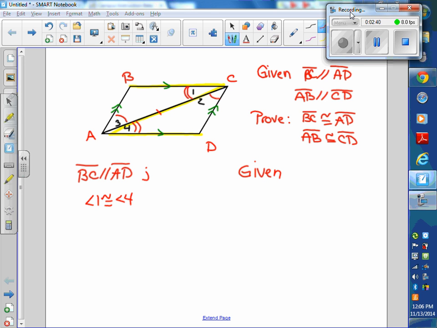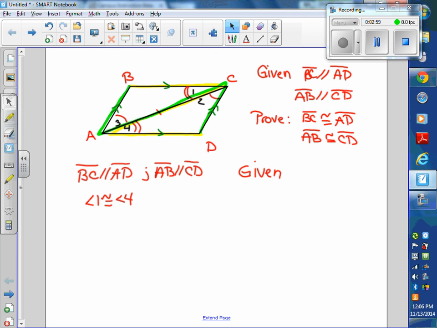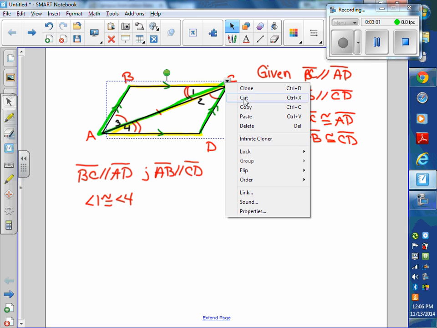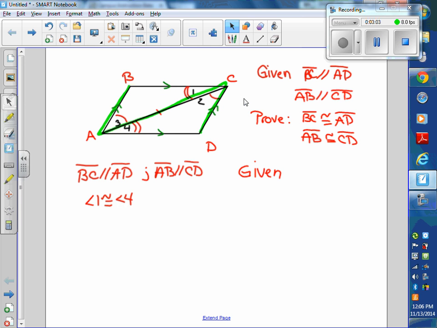But from the other pair of parallel lines, AB parallel to CD, that gives me 3 and 2. Do you see that? Now I'm looking at 3 and 2 being congruent. So I could say angle 3 is congruent to angle 2.